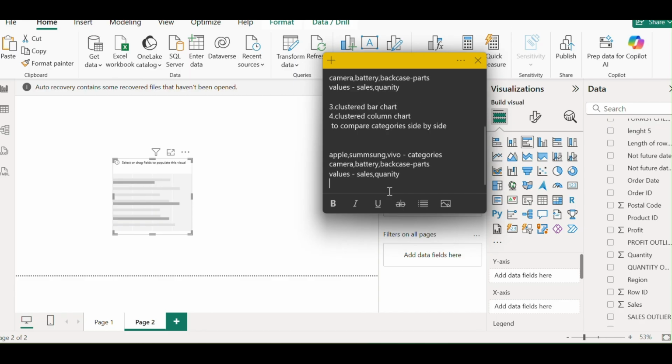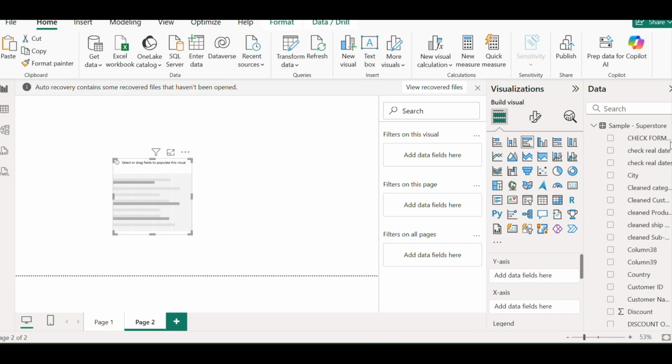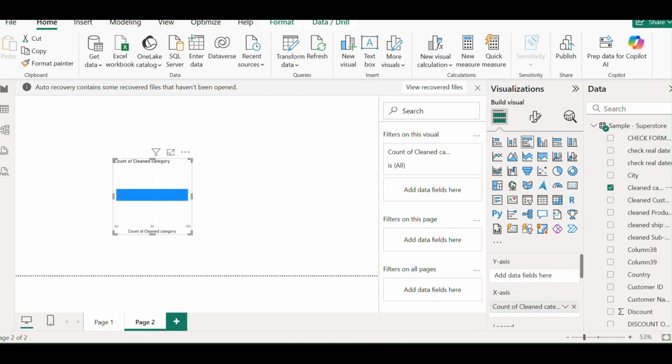So in stacked bar and column chart, we have compared all segments to one category. Here we are comparing one segment to all categories. One segment to all categories. For this you have to give x-axis.